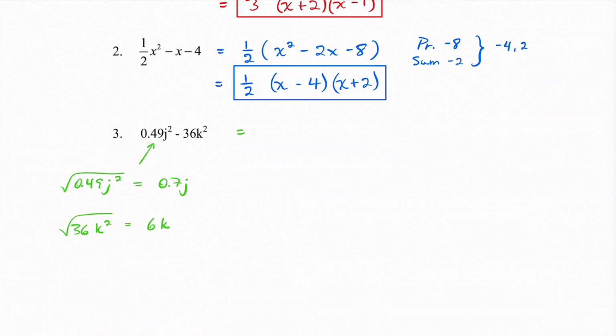So to factor this, we just take each of those terms, set them up in brackets. First one goes first, 0.7j, 0.7j, and then the 6k goes second. And then just put a plus and a minus, and the order of those, they could be flipped. Either way is fine.